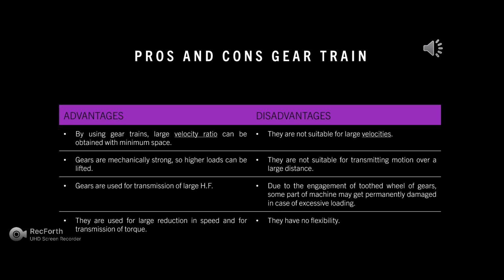For the disadvantages, they are not suitable for large velocities. They are not suitable for transmitting motion over a large distance. Next, due to the engagement of two wheels of gears, some parts of the machine may get permanently damaged in case of excessive loading. And lastly, they have no flexibility.